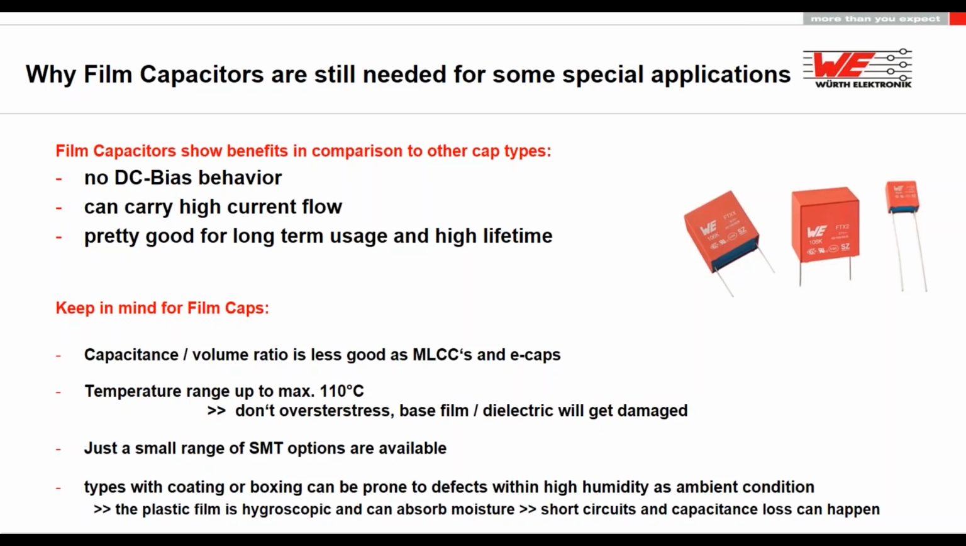But what film caps are really good at: you do not have any DC bias behavior as you have, for example, with the MLCCs. They can carry high current. So in comparison to E-caps and MLCCs, they are way better in case of current if you need a certain level of capacitance. Because MLCCs can run more current, but they are often too limited in capacitance, or you need a lot of MLCCs to get to the same cap level.